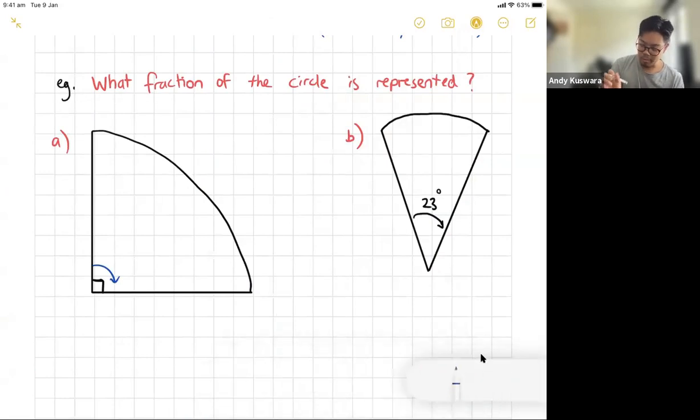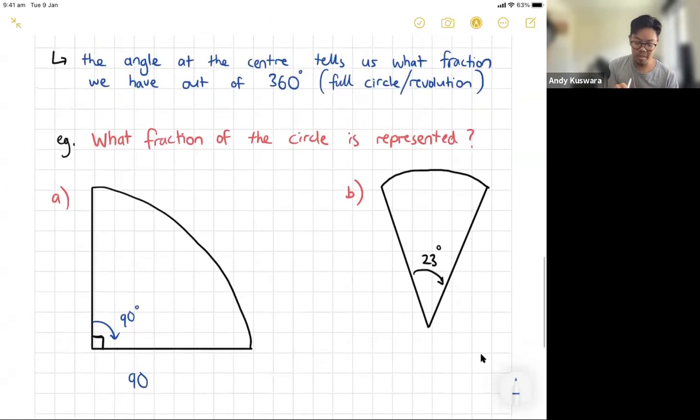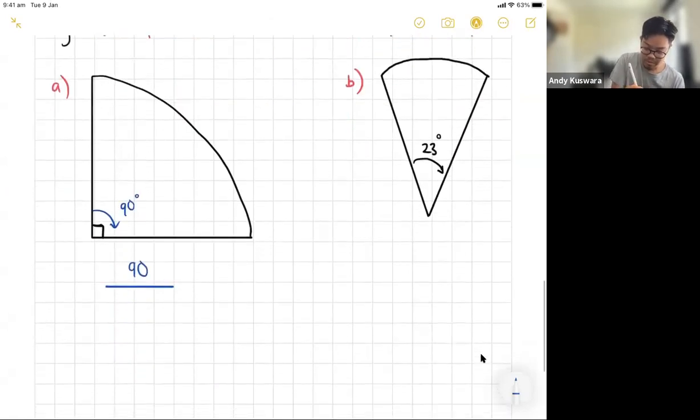But technically, that's 90 degrees because it's a square angle or a right angle. And there's a total of how many degrees in a full circle? There's 360. So your fraction here would be 90 out of 360. Now, I don't like to leave my fractions unsimplified, so that simply becomes 1/4. And I know a lot of you guys already knew that.